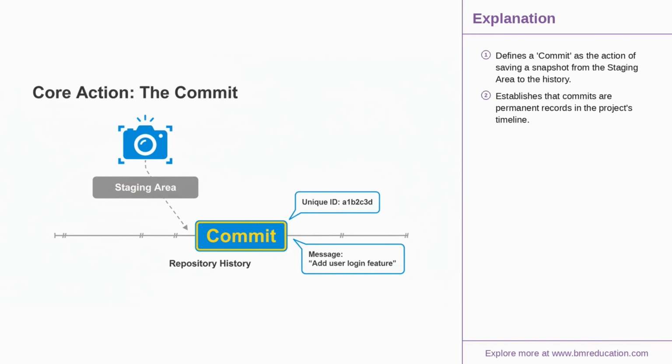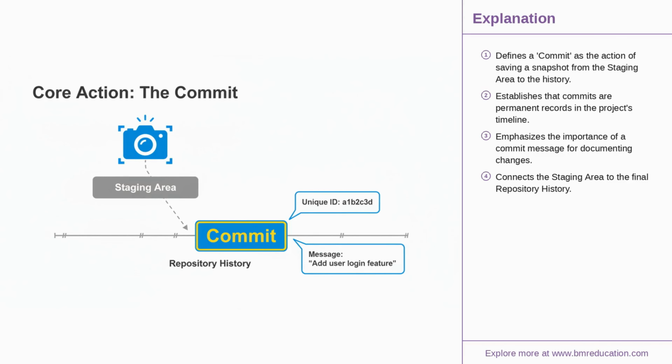Once your changes are in the staging area, you're ready to permanently record them. This action is called a commit, and it saves your staged snapshot into the third zone, the repository history. A commit is a permanent, documented record in your project's timeline, complete with a unique ID and a descriptive message.